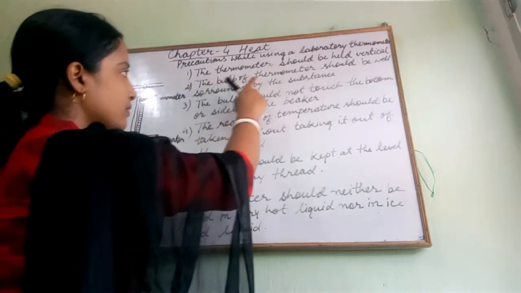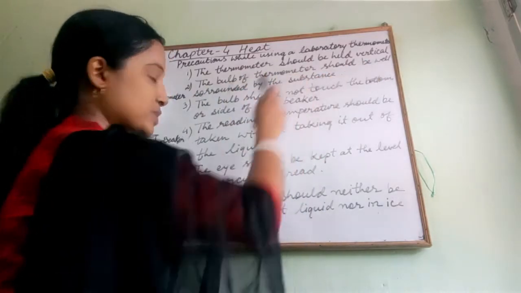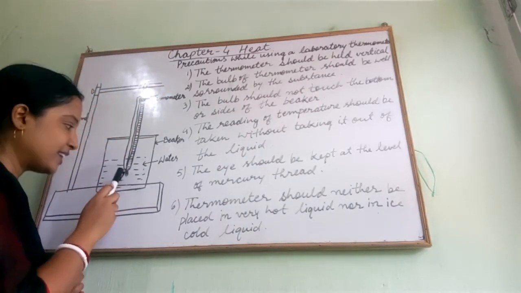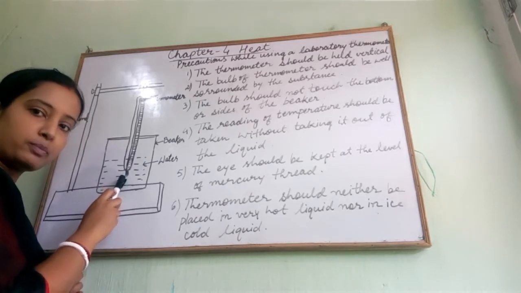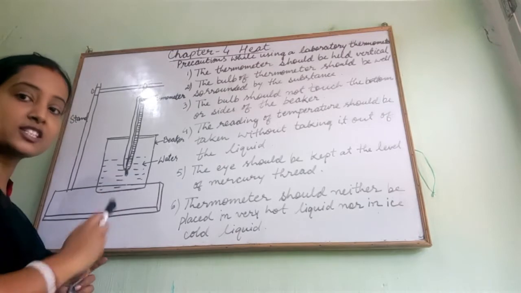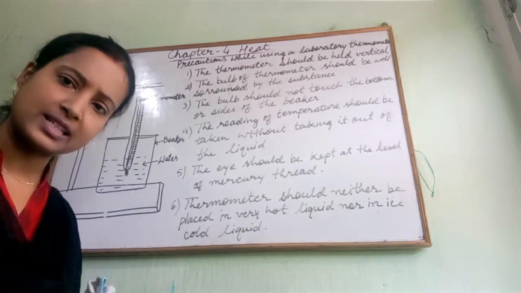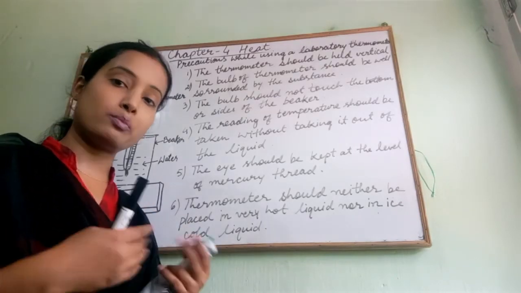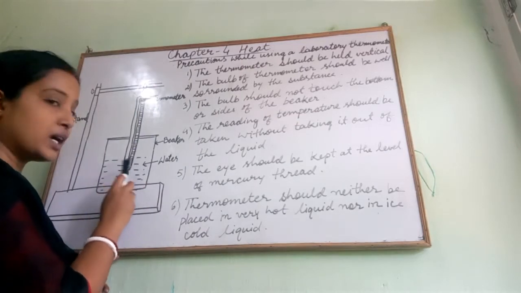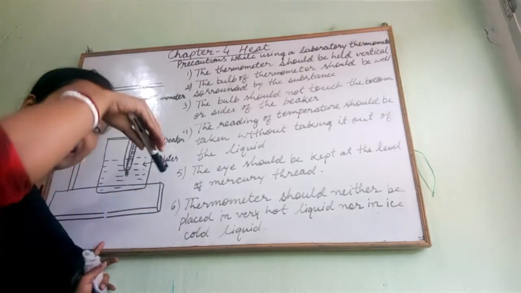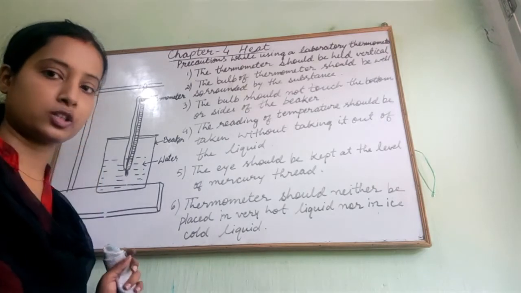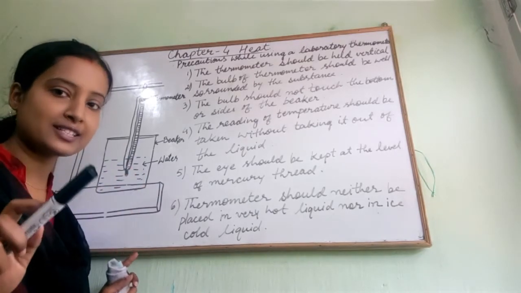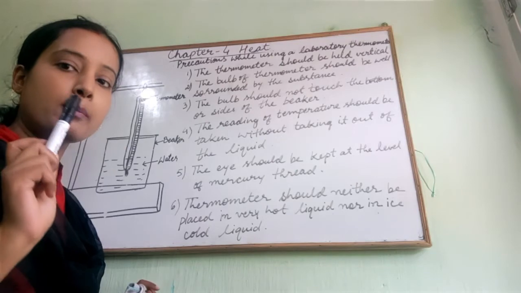Second is, the bulb of the thermometer should be well surrounded by the substance. The bulb, this one is the bulb. This is the lower portion of the thermometer. The bulb of the thermometer should be well surrounded by the liquid or the substance whose temperature we are going to measure. Okay, the bulb should be dipped in that substance. This is the second precaution. The bulb should not be above it, but it should be dipped in that substance whose temperature we are going to measure.